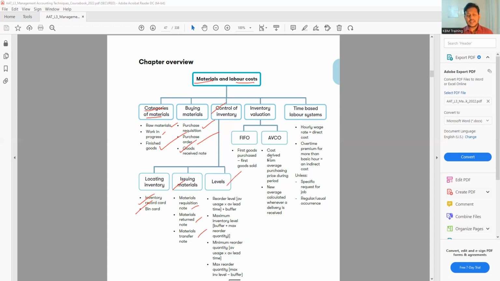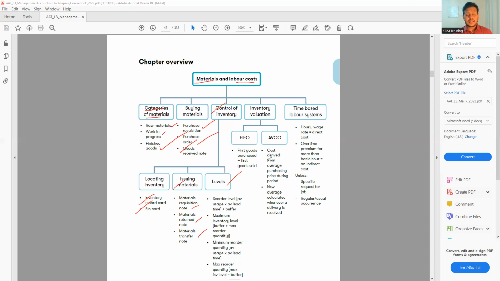Levels. Levels kind of depends on the organization policy, but it is not very important for your exam. It will never come in the exam, but for your understanding, you can read that. Basically, the levels are all about how much level I have to keep in order to order again for the material.